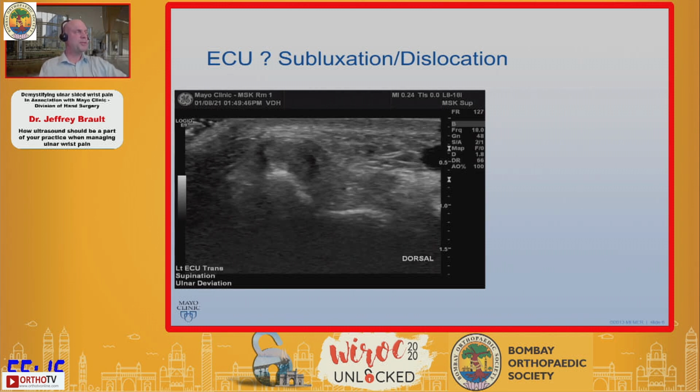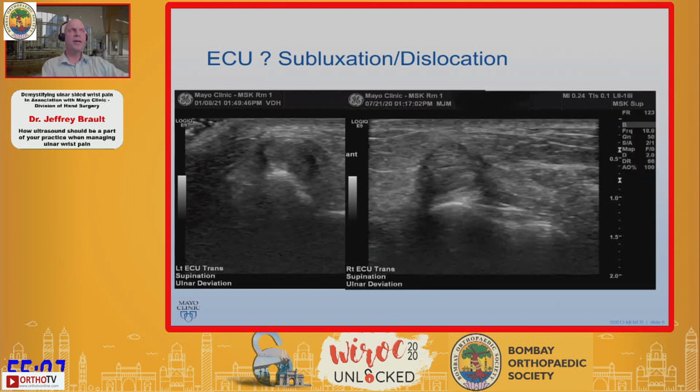In fact, this patient was seen for left-sided dorsal wrist pain, ulnar wrist pain, and even though we looked at her other side, she perched or subluxed just as much. So it's hard to say with the use of color Doppler that her ECU is actually causing her symptomatology.